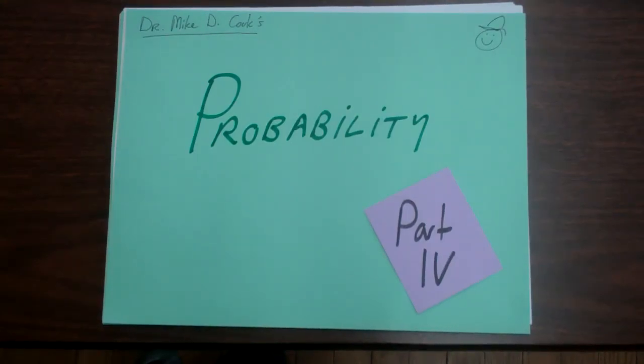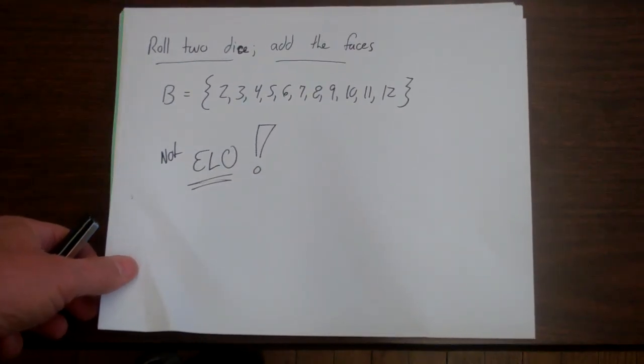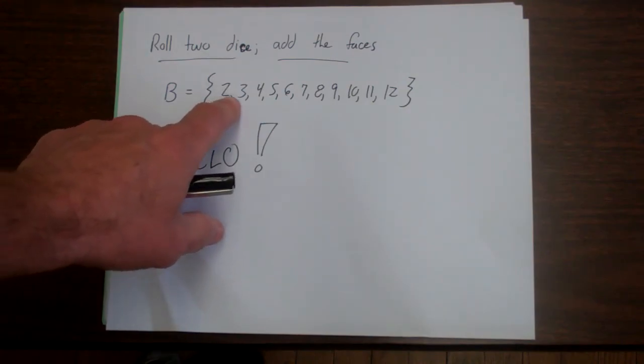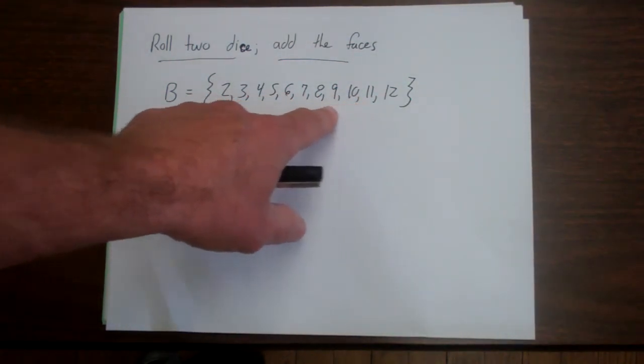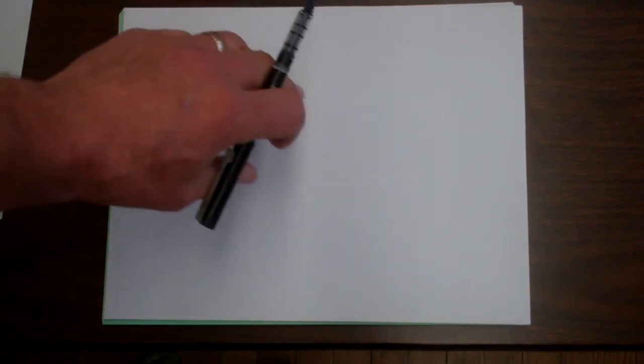This is the fourth of a series of videos on probability, and this follows up on the last one. On the last video, we were talking about an experiment where you roll two dice and you add up the faces. The key to that problem is that even though you can specify what the outcomes are, they're not ELO. One way to get around that is to reformulate the problem. I'm going to show you today another way to solve problems where you have an experiment that's not ELO.